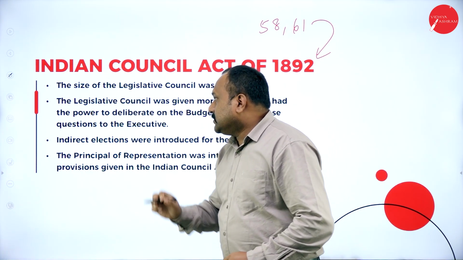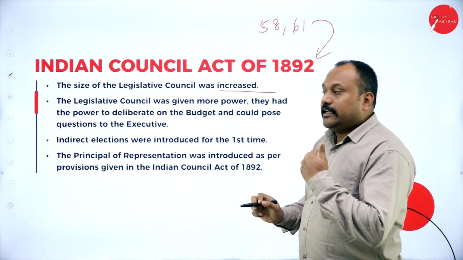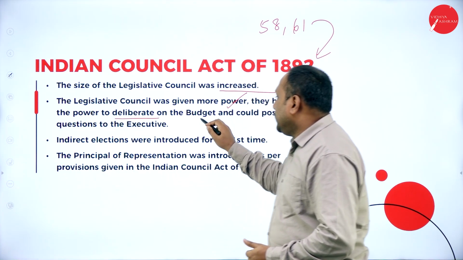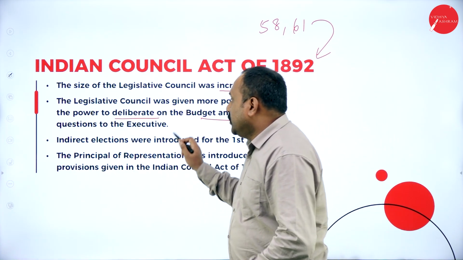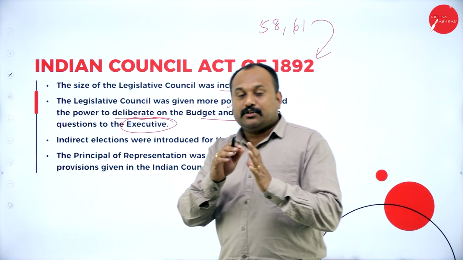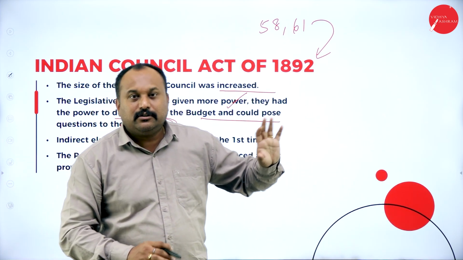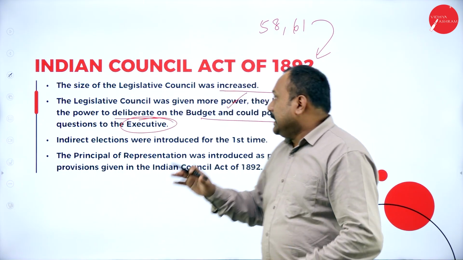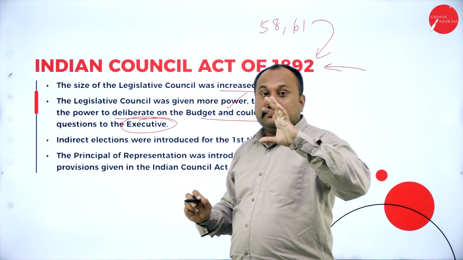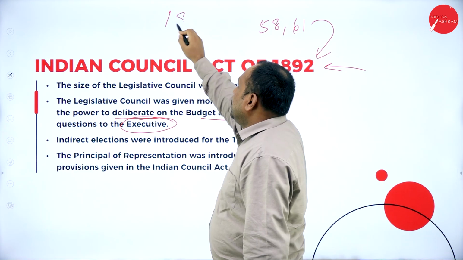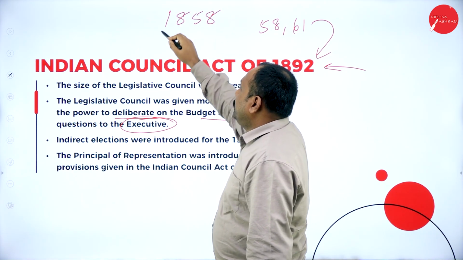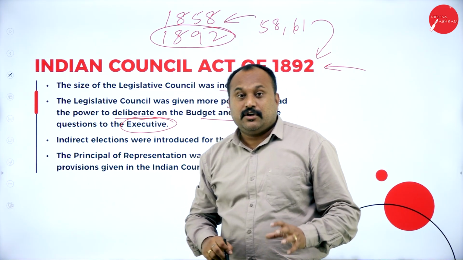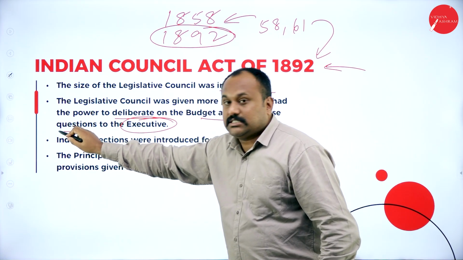About the Indian Council Act 1892, I'll just tell you, we had 1858, then 1861, and now it is 1892. The size of the Legislative Council was increased. The Legislative Council was given more power. They had the power to deliberate on the budget and could pose questions to the executive. See, now you are able to understand. 1858, no Indians. 1861, Indians were there, but as non-official members. Now, 1892, understand the difference here, right?